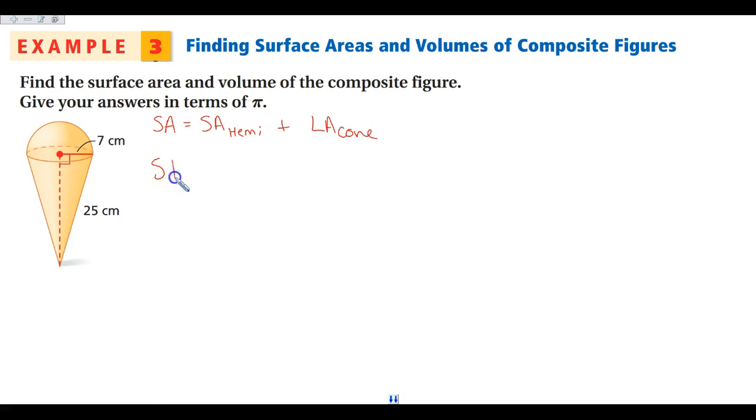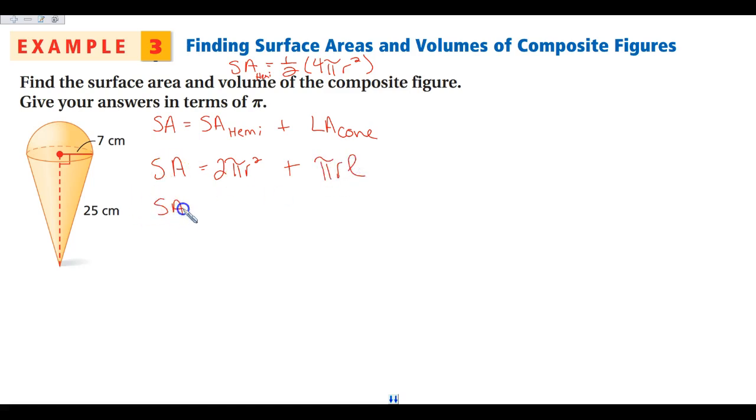So my surface area. All right, surface area of a sphere is 4 pi r squared. Okay, so when we're doing surface area of a hemisphere, it's 2 pi r squared. Okay, because when we're looking at the hemisphere, it's half of 4 pi r squared. So that's where that 2 pi r squared comes from. Then the lateral area of the cone is just pi rl.